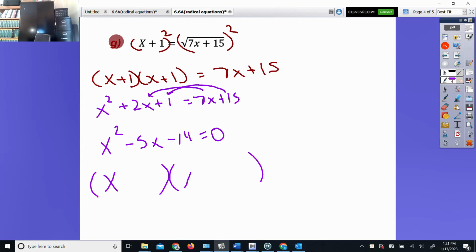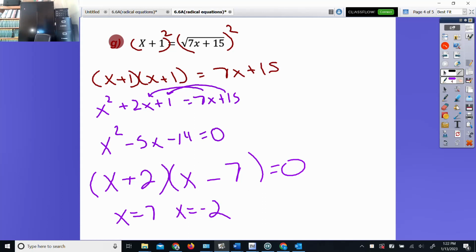Takes an x and an x, to create x squared. Factors of 14 are going to be 2 and 7, so that you sum to negative 5. Negative 7, positive 2. And what are your x values? Your x values are x equals 7 and x equals negative 2.